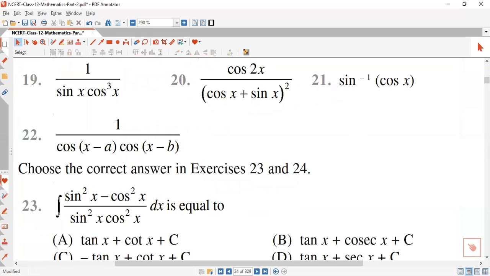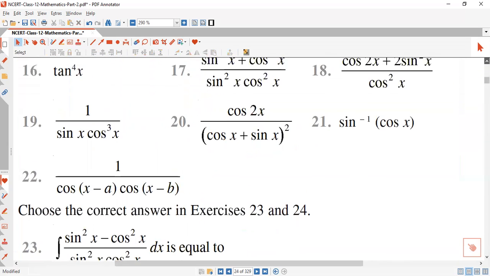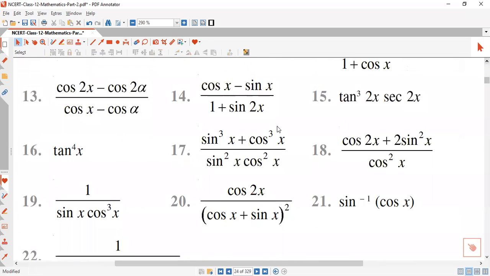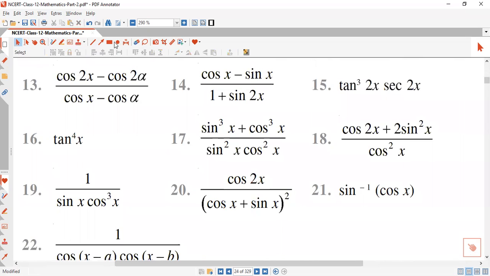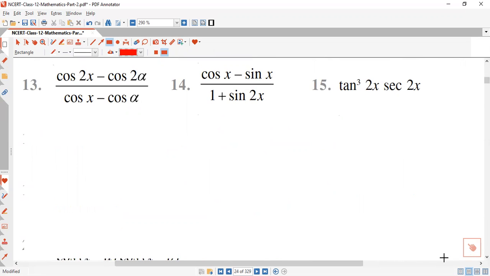Now we do the next question. Question number 14. In this question number 14, you see cos x minus sin x upon 1 plus sin 2x, and we want to do the integration. So sin 2x is given in the denominator, 1 plus sin 2x.